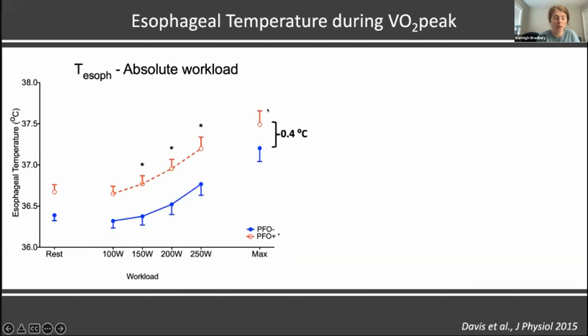And that difference was about 0.4 degrees Celsius. So almost the same difference that they saw initially in the pulmonary gas exchange efficiency study. So they determined, yes, PFO positive subjects do have higher core temperatures.